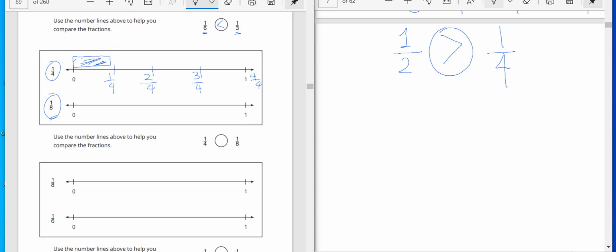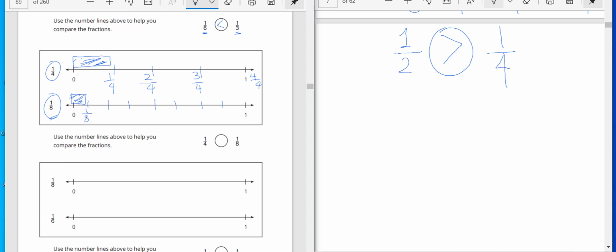To represent eighth, we must divide the number line into 8 equal parts. At the first, divide it into 2 halves. Then divide each part into 2 halves again. And here we have 4 equal parts. Then divide each part into halves. Here and here, here and here. So each part represents eighth.